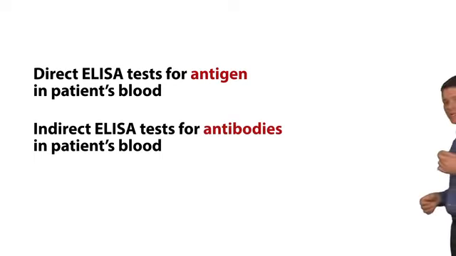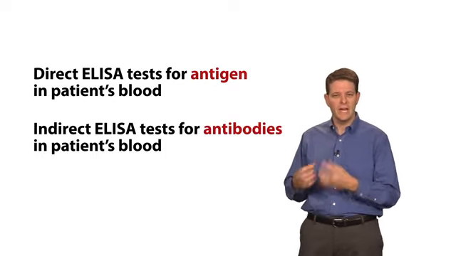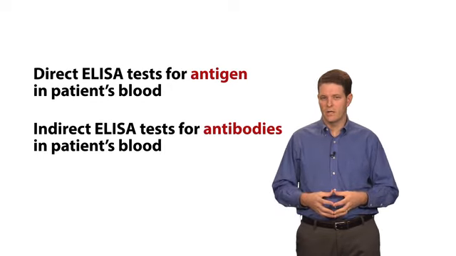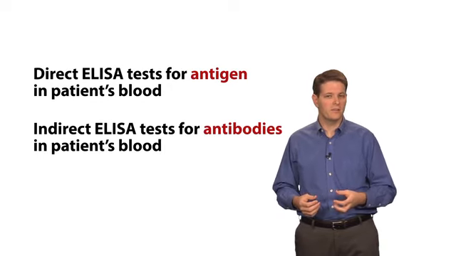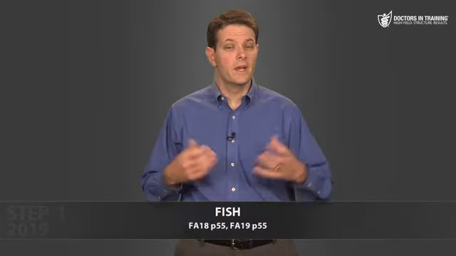The screening test for HIV is a good example of an indirect ELISA test. You're using an HIV antigen to test for the presence of antibodies against HIV antigens. And if that ELISA screening test comes back positive, what's the confirmatory test? A Western blot. Then another visualization technique is called FISH, fluorescence in situ hybridization.